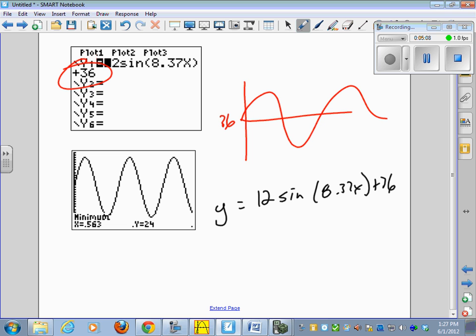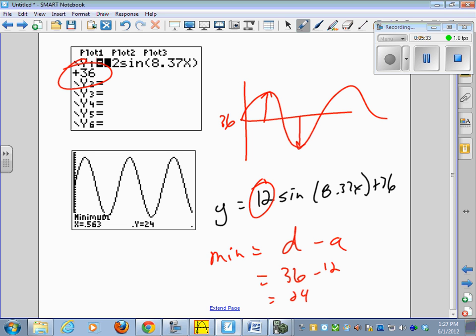Rowan's on the right track. If 36 is the d, what's the number in front, Rowan? Do you remember from yesterday? It's the amplitude, which is the distance up to the maximum as well as down to the minimum. So the minimum is actually just the d minus the a. It's 36 minus 12. We didn't need to do any of that graph and stuff.